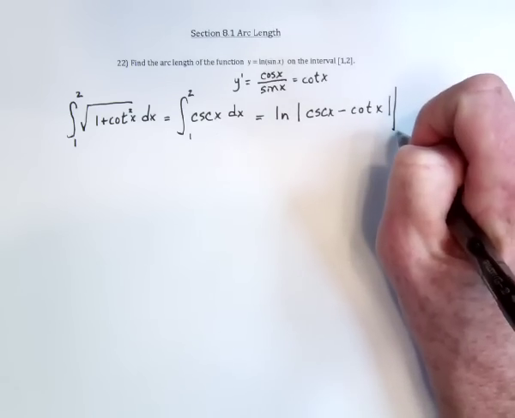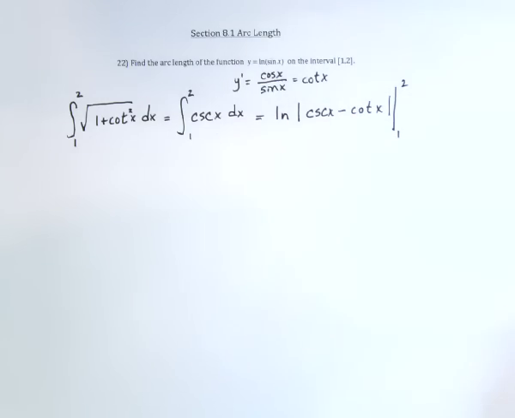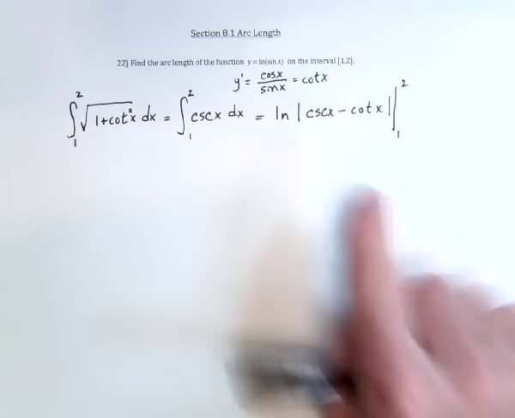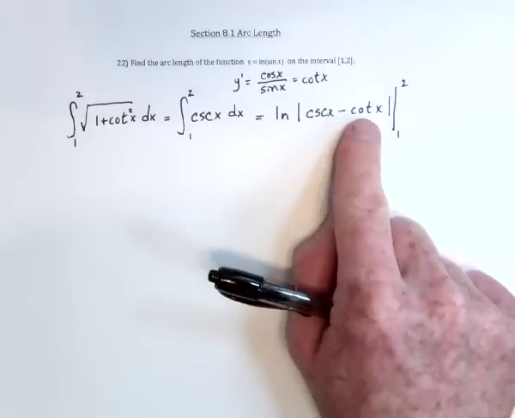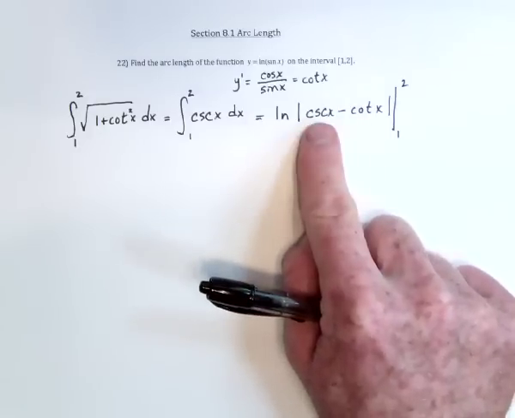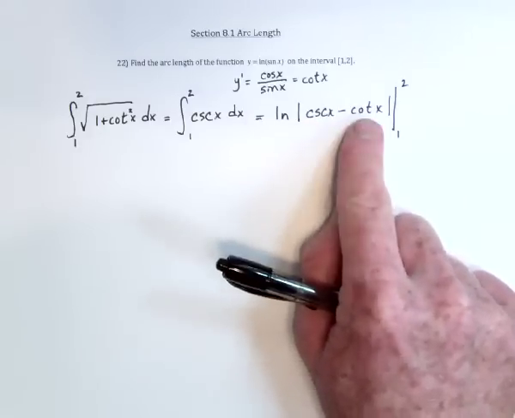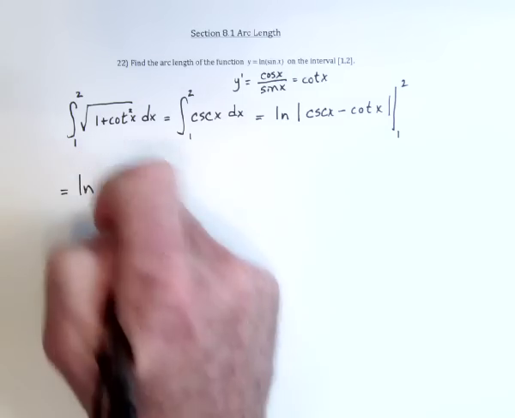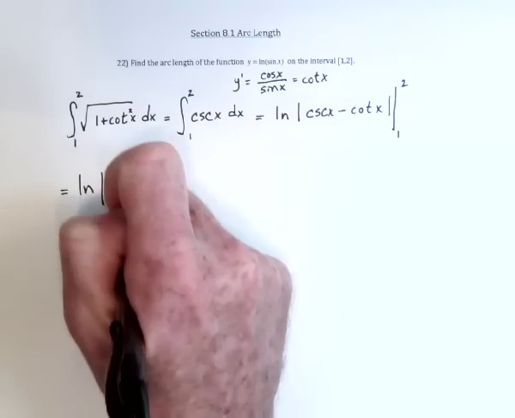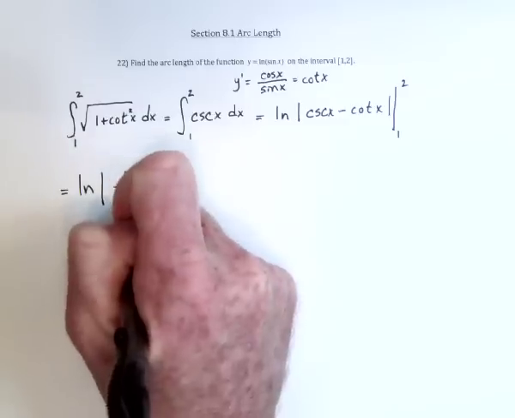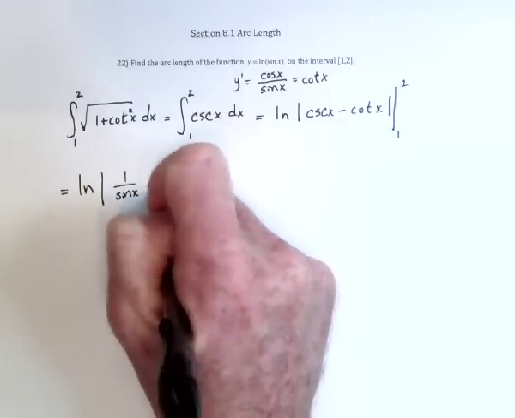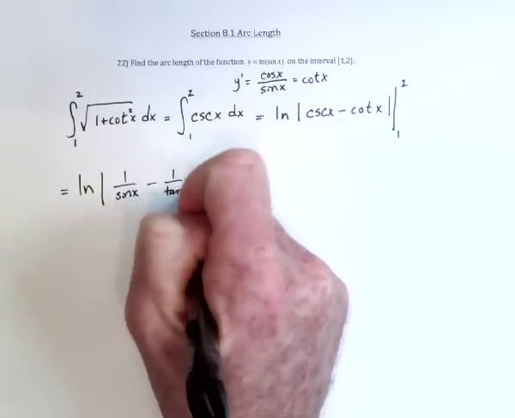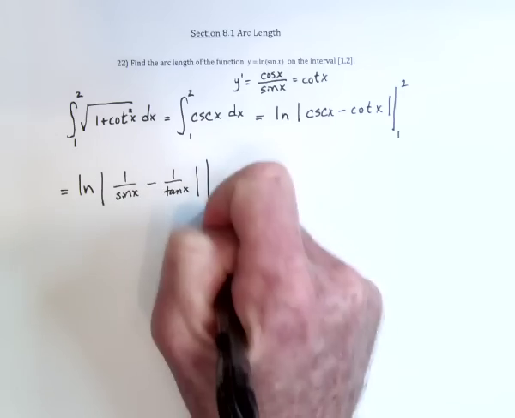So this then has limits from 1 to 2. Since my calculator doesn't have either cosecant or cotangent, I'm going to change this one to 1 over sine, and this one to 1 over tangent. So we need to know how much is the natural log of 1 over sine of x minus 1 over tangent of x, evaluated from 1 to 2.